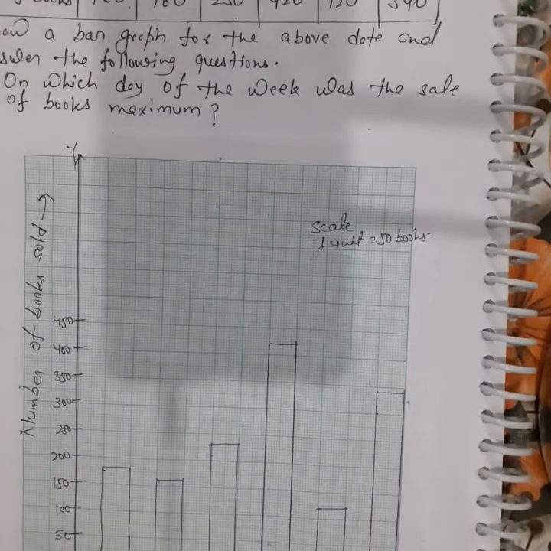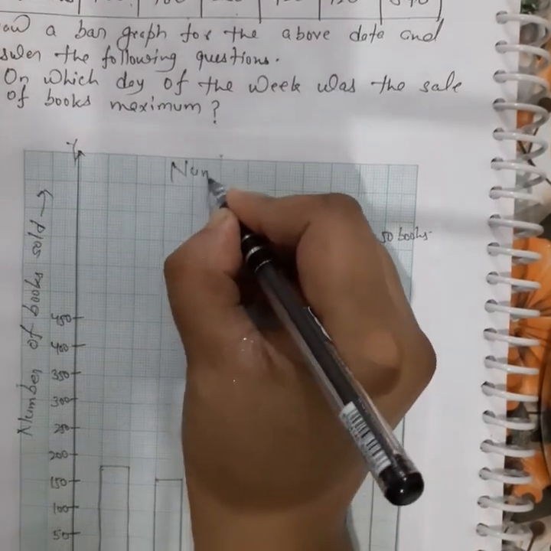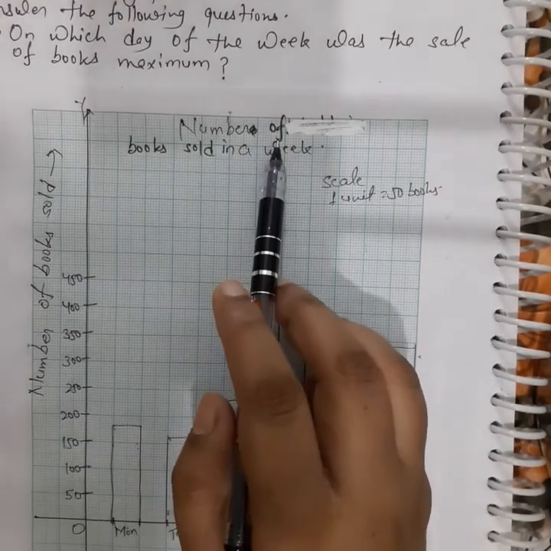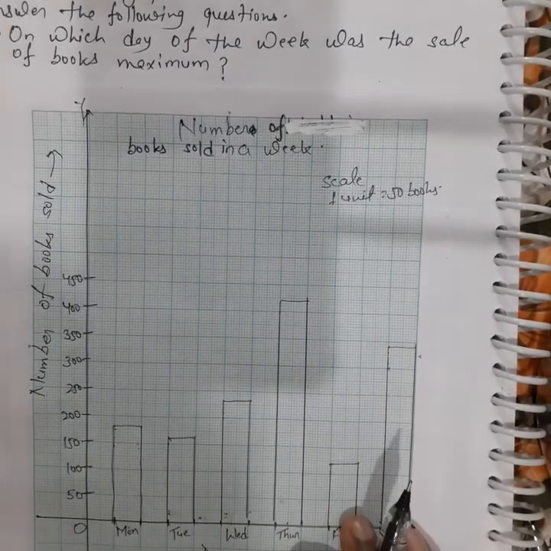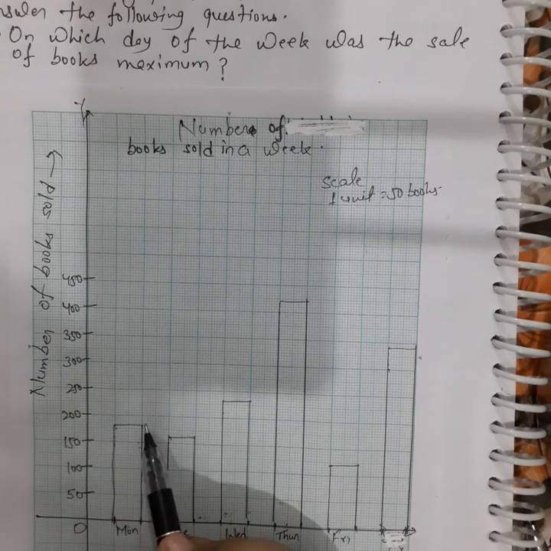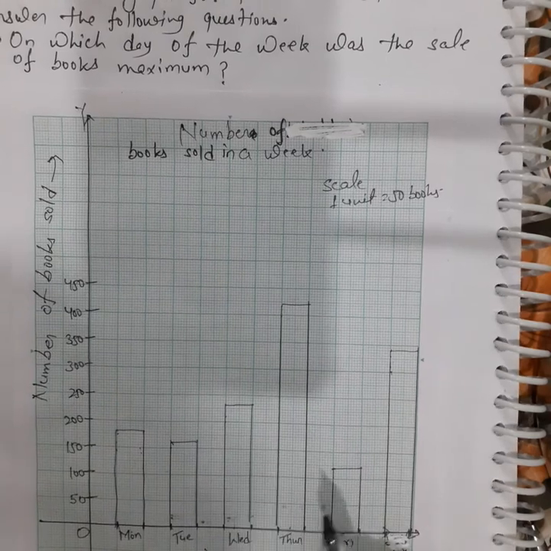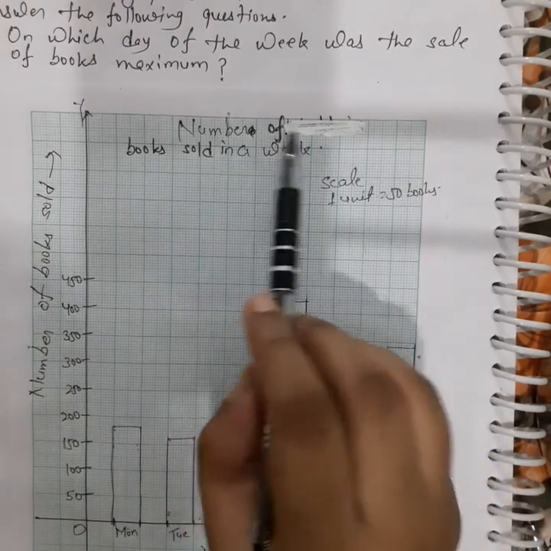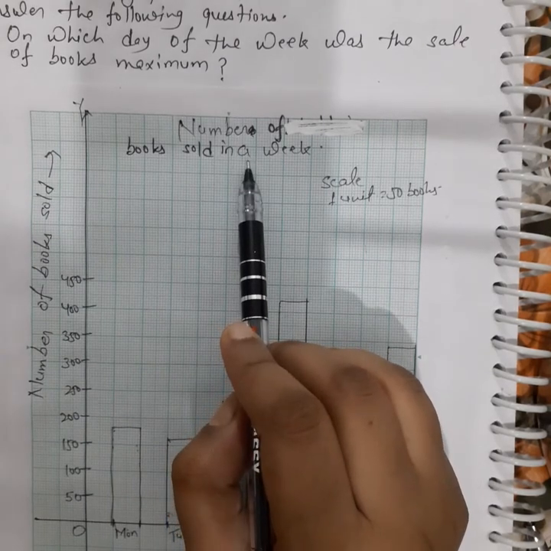Now what is the topic of this bar graph? Number of books sold in a week. When we complete the bar graph, we have to mention the topic. In a bar graph, the points you have to keep in mind are that the width of each bar should be equal and the space between the consecutive bars should also be equal. You have to mention the scale, and you also have to mention the topic of the graph.